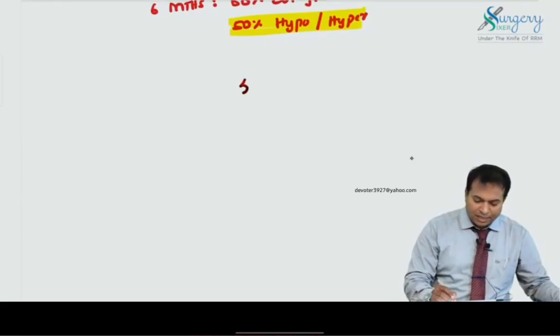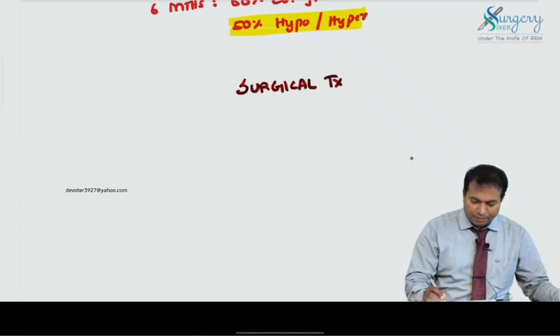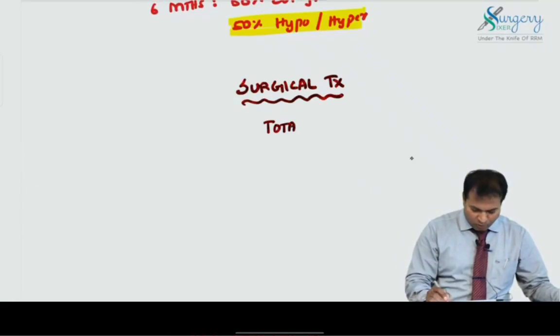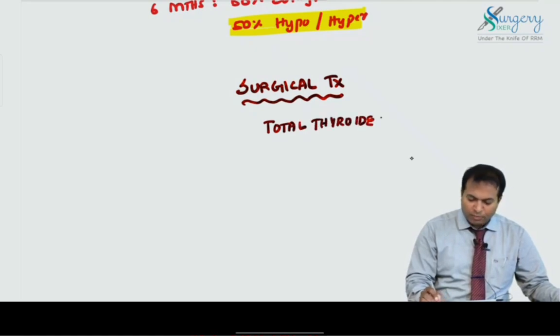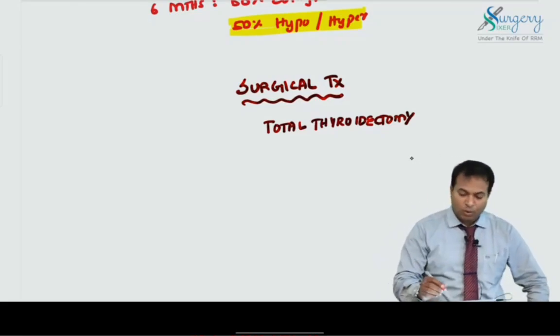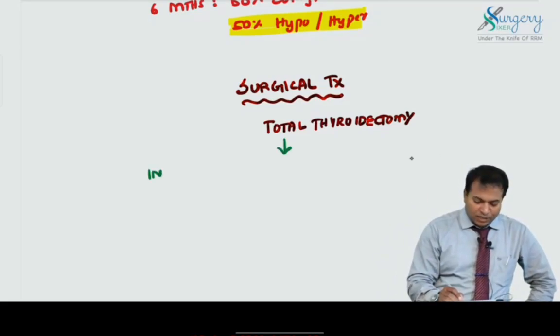Therefore, surgical treatment is opted for in many places. The surgical option is total thyroidectomy. We have to go for total thyroidectomy, no more compromise. We have to remove everything in the neck. Total thyroidectomy is advised for Graves' disease nowadays. And what are the indications of surgery?